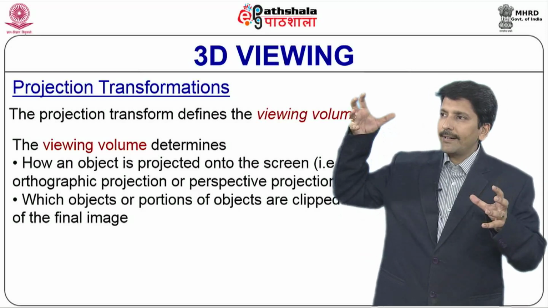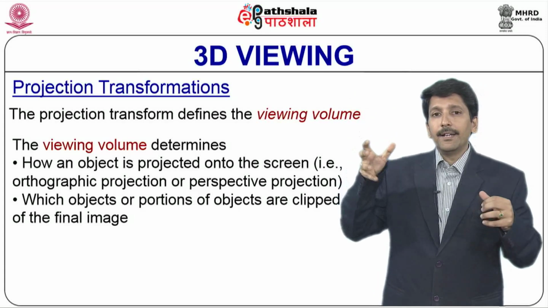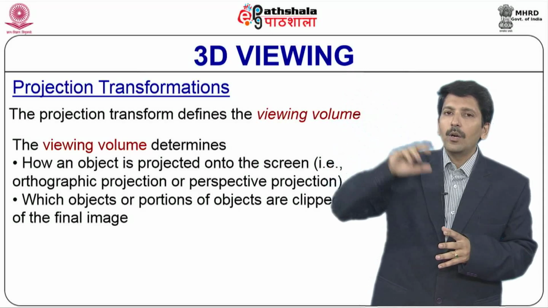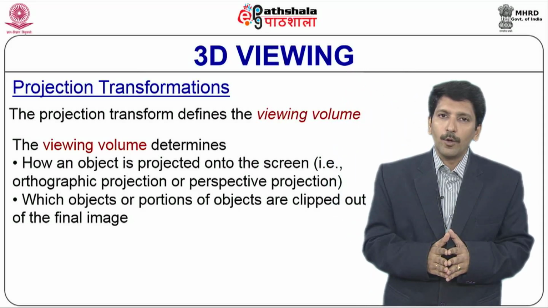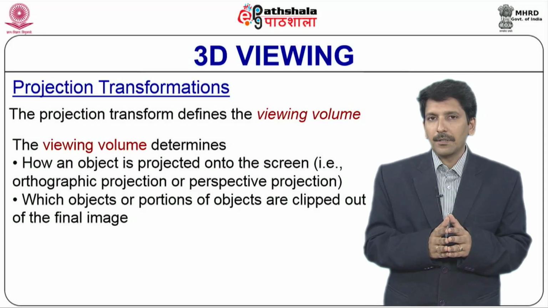That means, once you have decided from where to observe the world, the next step is to identify the view volume. Okay, you have identified position now, you have identified your orientation now. The next step is to identify the view volume. Identifying the view volume is done in projection transformations.